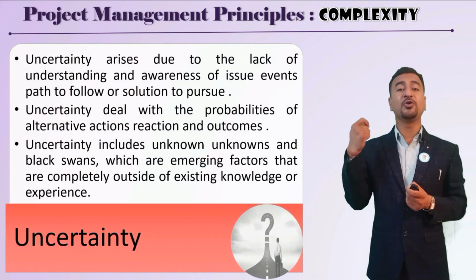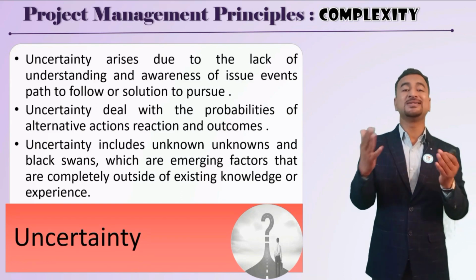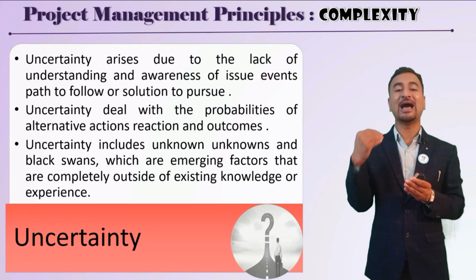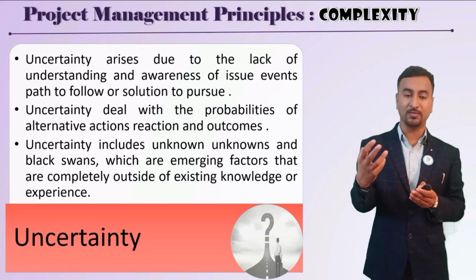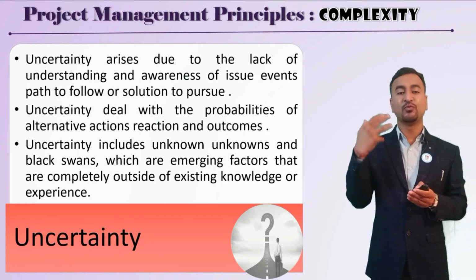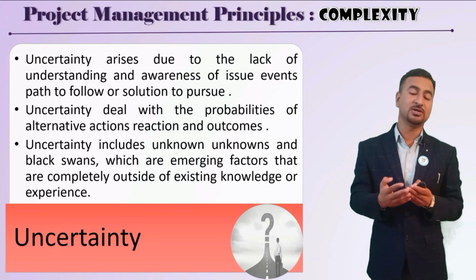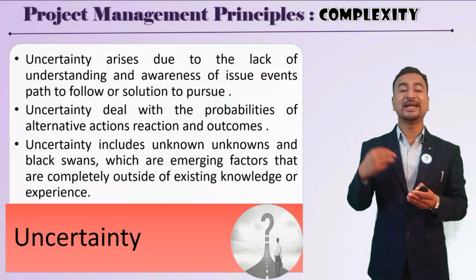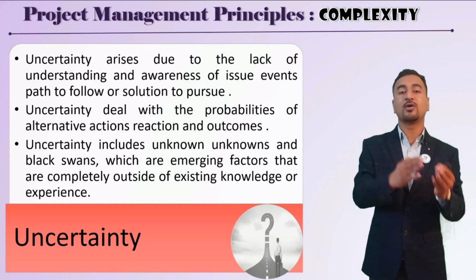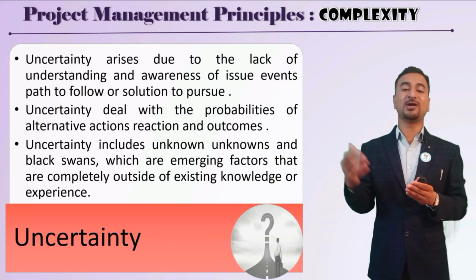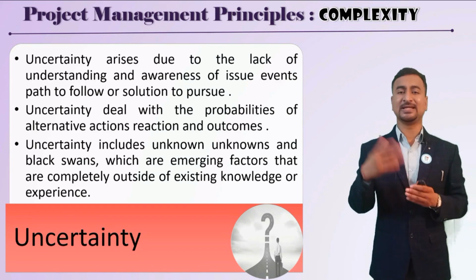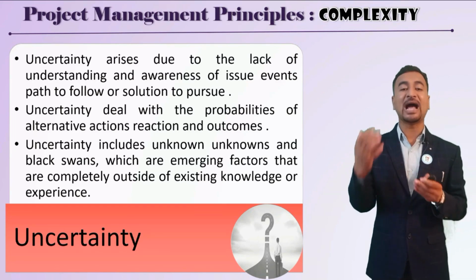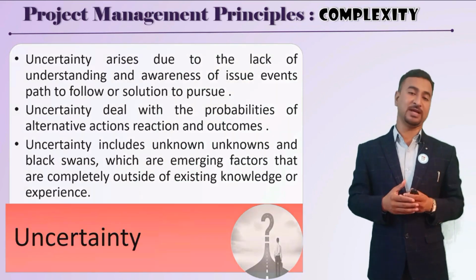Now let's try to understand uncertainty. Uncertainty arises due to a lack of understanding and awareness of issues, or of what the solution would be for the issues we are trying to deal with. Uncertainty includes unknowns, known unknowns, and the black swan theory, which we are going to discuss in a couple of minutes, which are emerging factors that are completely outside existing knowledge or experience.